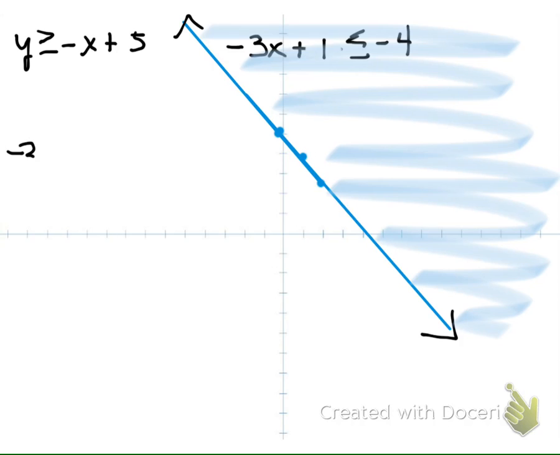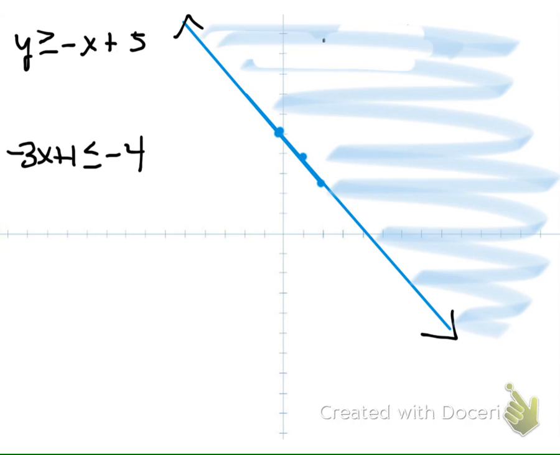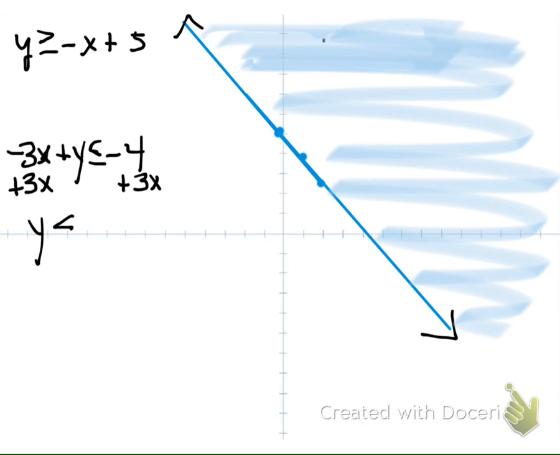Now let's look at that other one. The negative 3x plus 1 is less than or equal to negative 4. It's hard to graph that, isn't it? What do we have to do? Subtract 1 from both sides. Where are you getting the 1 from? We would add 3x to both sides. So y is less than or equal to 3x minus 4.